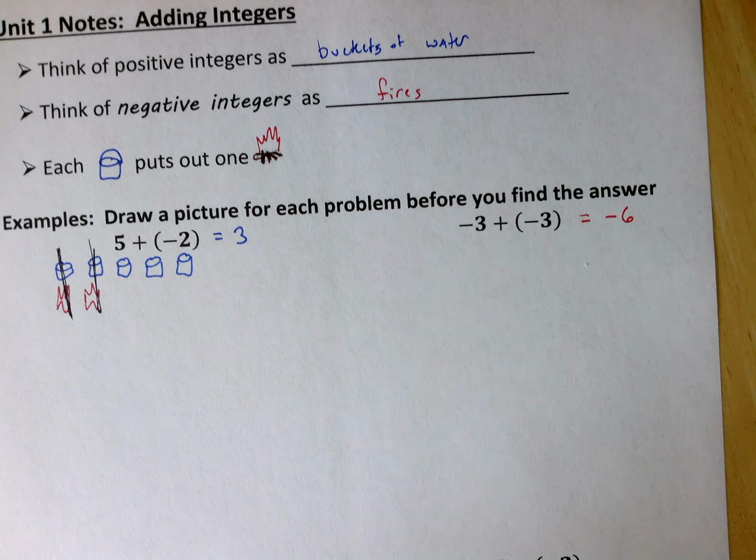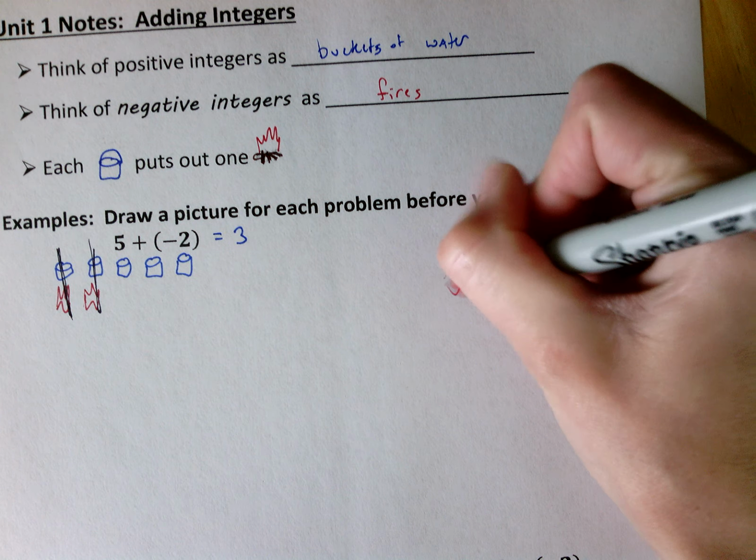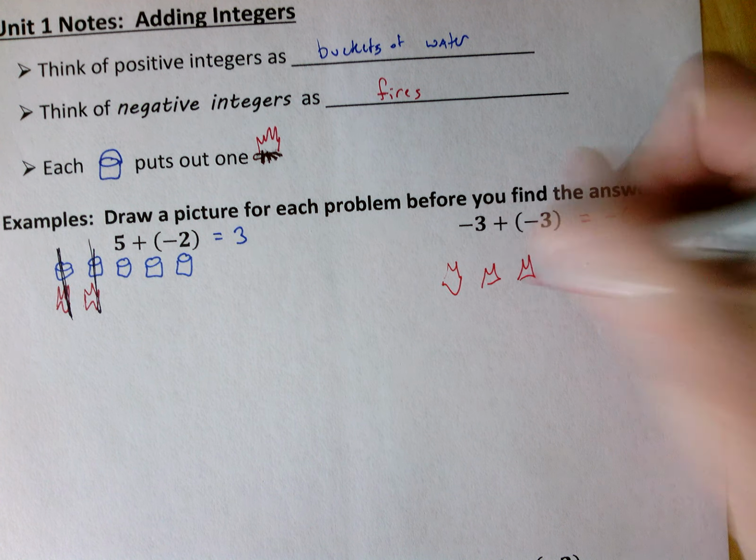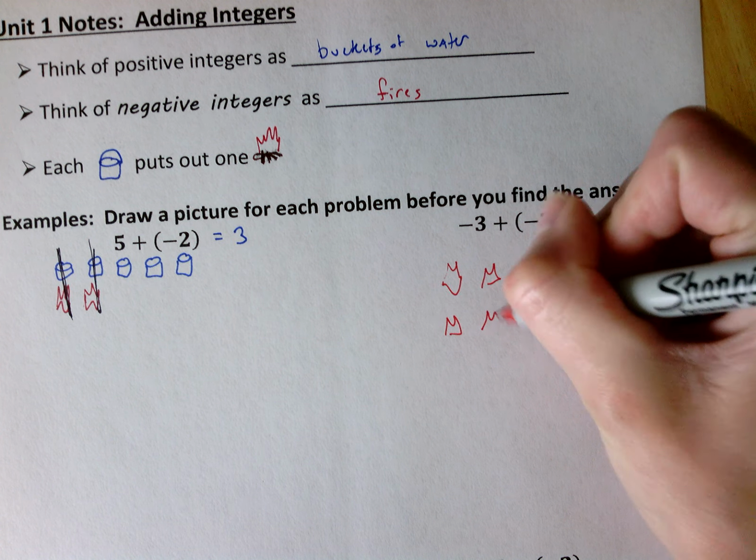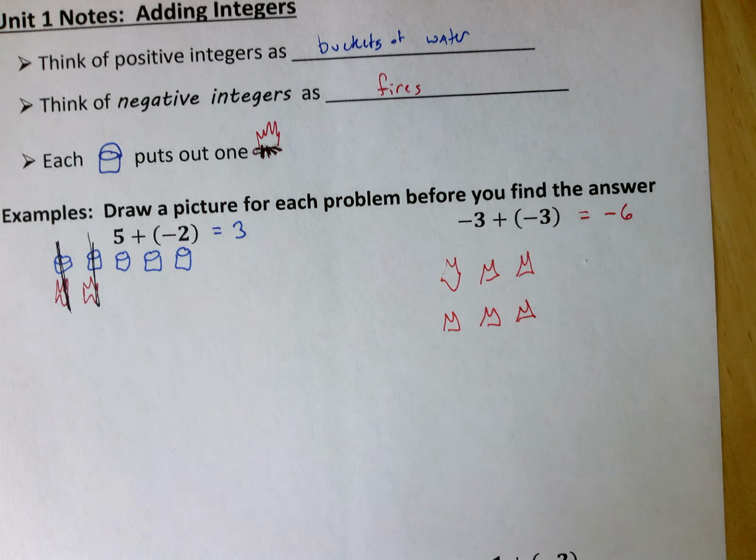Okay? All right, and then I'm going to draw my picture here. So I've got 3 fires. And then I've got another 3 fires. And again, nothing cancels out because fires don't cancel themselves out, right? 2 fires just make more fire. All right, good. Now let's look at these next 2 examples.